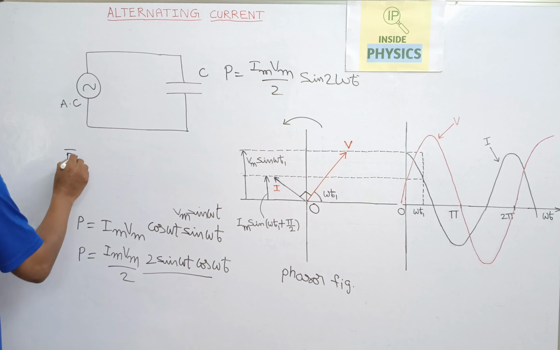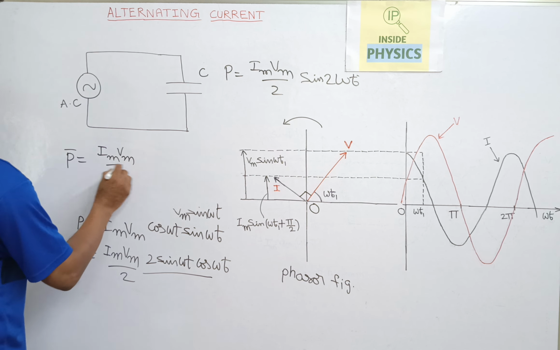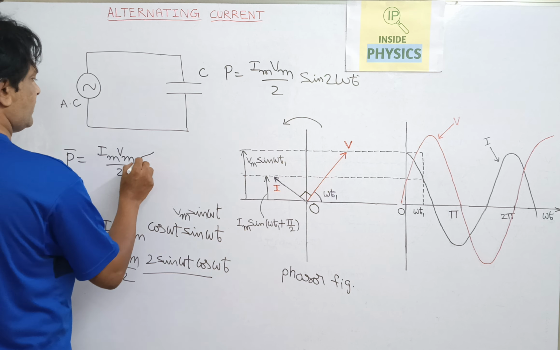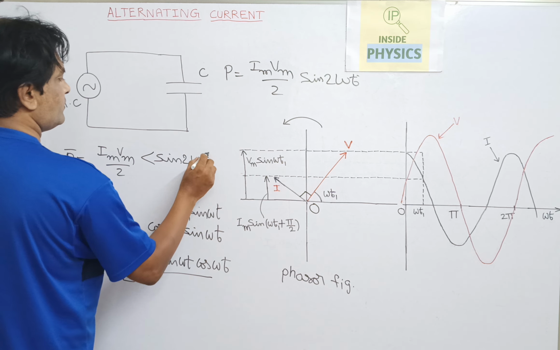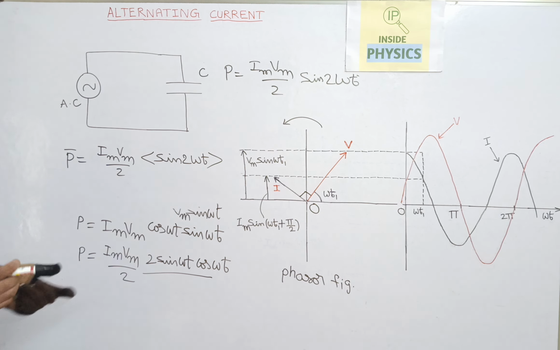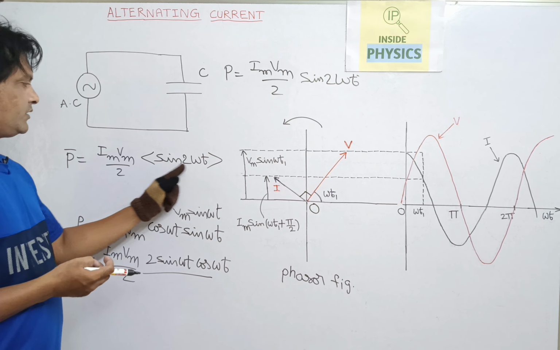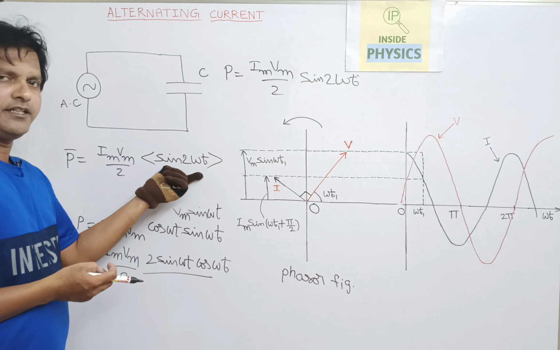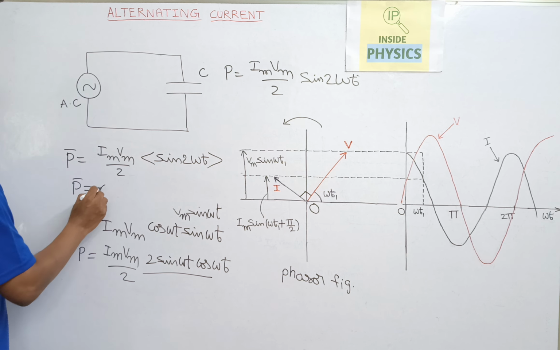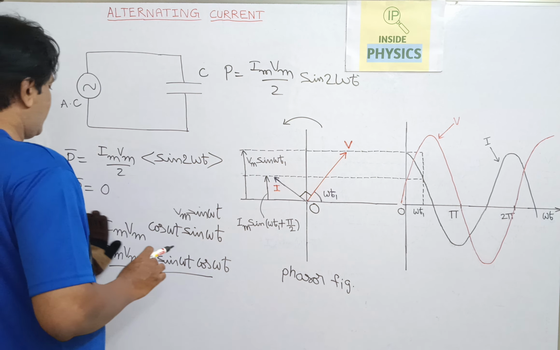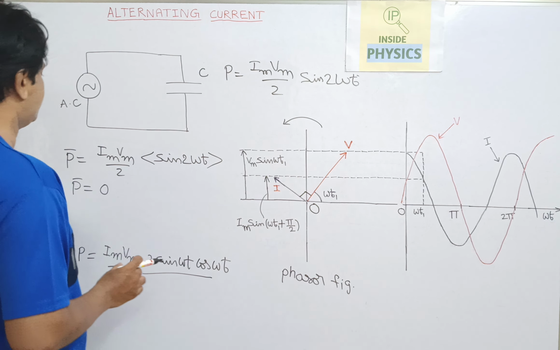So the average power is equal to IMVM by 2, multiplied by the average of sin 2 omega t. We already derived how it becomes 0 in our previous sessions. The average of this sine function will be 0.